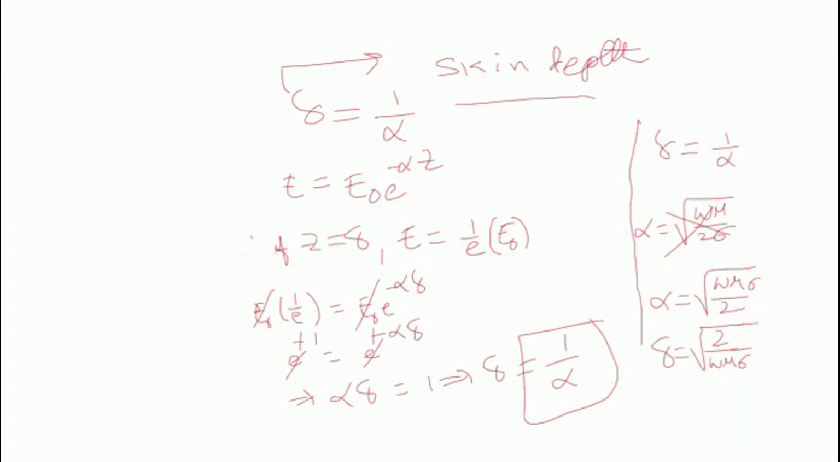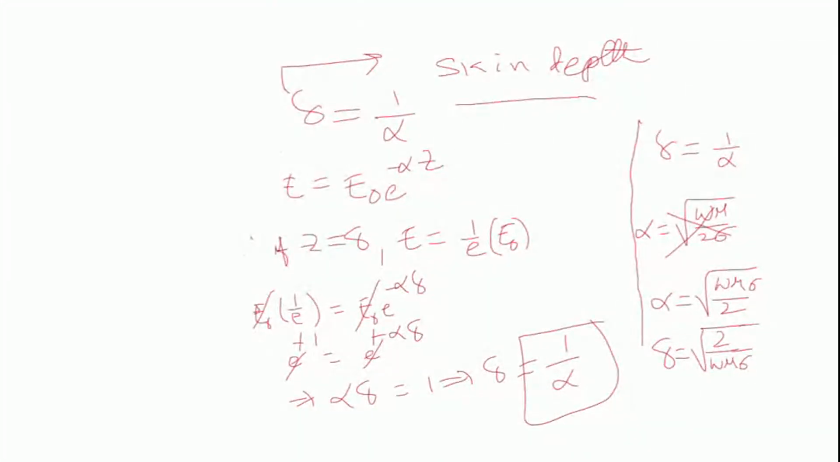Skin depth. That is the distance at which the amplitude of the electric field intensity equals 1 by e of its maximum value. From that, we derived delta equal to 1 by alpha.